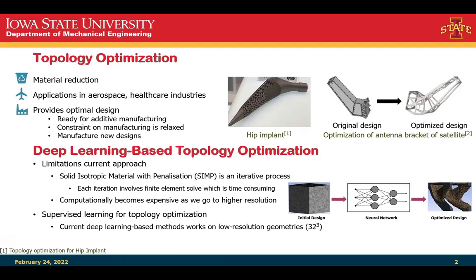One of the popular numerical methods to solve structural topology optimization is solid isotropic material with penalization, or SIMP. The challenge with SIMP is that it is an iterative process and each iteration involves a finite element solve, which is time consuming and becomes computationally expensive as we go to higher resolution. Also, there has been active research going on to use supervised learning for performing topology optimization. But current deep learning based methods work on low resolution geometries such as 32 cube resolution.